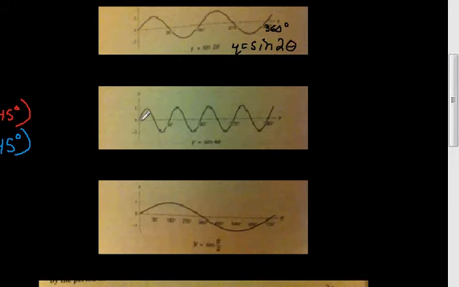This one here, let's look at this. This is 360 degrees right here, and we see how many cycles it completed in 360 degrees. So this one went 1, 2, 3, 4 cycles in 360 degrees. So that's why this one is y equals sine of 4 theta.